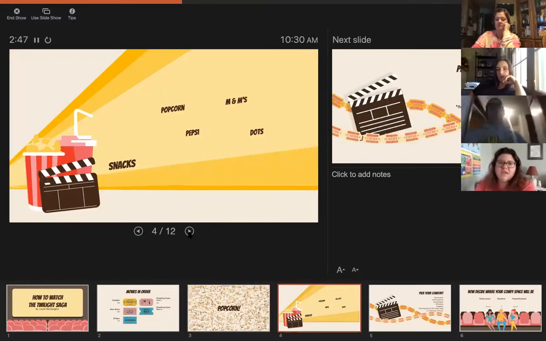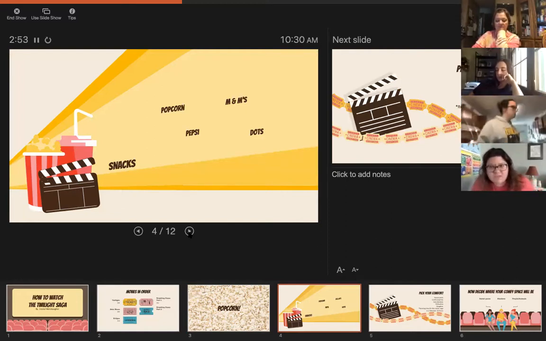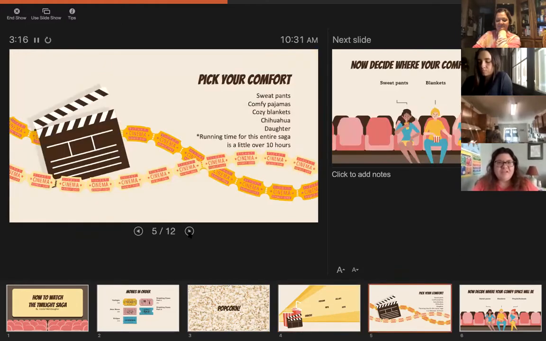And snacks. My son doesn't really like popcorn, so we do M&Ms, Dots, Pepsi, any snacks that you like. You'll probably have to get that from the store, so it might need to be pre-planned. But we like candy here, so we have it just sitting around all the time, which is terrible because I gained like 20 pounds since March. So anyway, you get those all put together and now you need to pick your comfort.